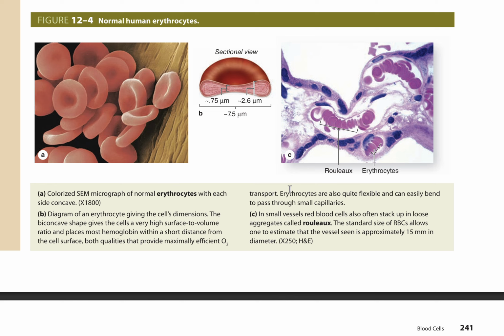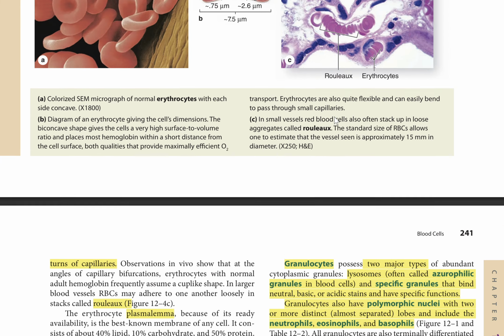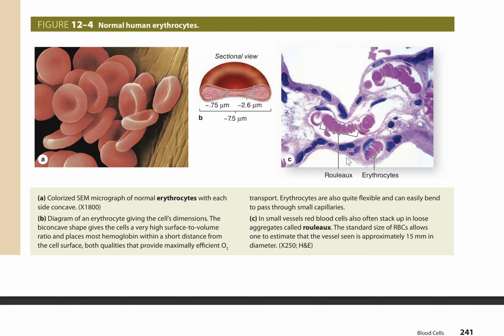So rouleaux: in the small vessels, red blood cells often stack up in loose aggregates called rouleaux. The standard size of RBC allows one to estimate that the vessel seen is approximately 15 mm in diameter. As you see, the vessel is passing through the capillaries or small vessels, and this stack-like structure formed is loose. So this structure of red blood cells is called rouleaux.